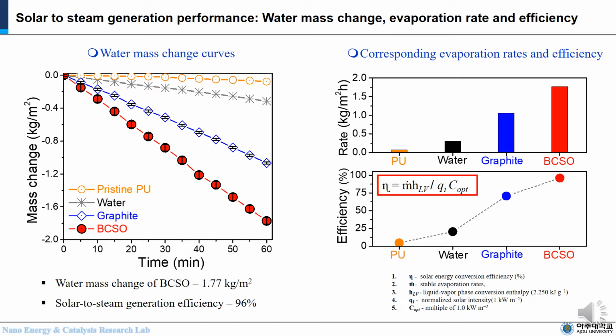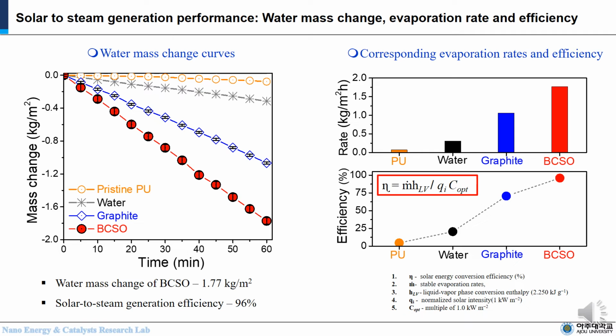After 60 minutes of illumination, the water mass change of the BCSO, graphite, bulk water and pristine PU were found to be 1.77, 1.06, 0.31 and 0.07 kg per meter square respectively. Significantly, the BCSO coated PU sponge substrate exhibited superior evaporation performance compared to the other samples. The corresponding evaporation rates and efficiency of other samples are shown here.